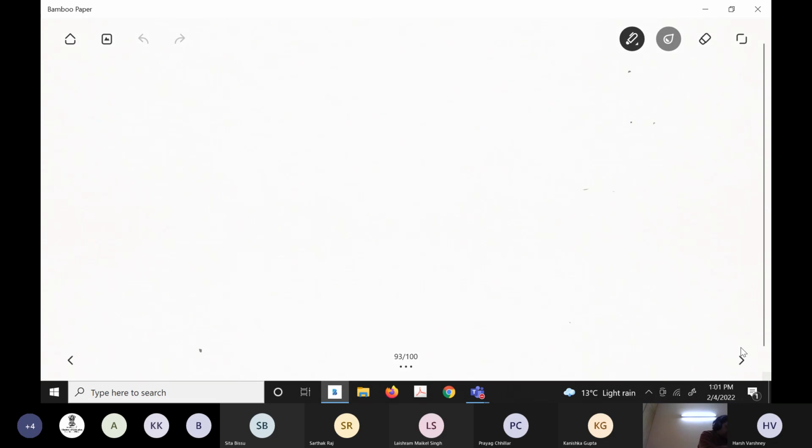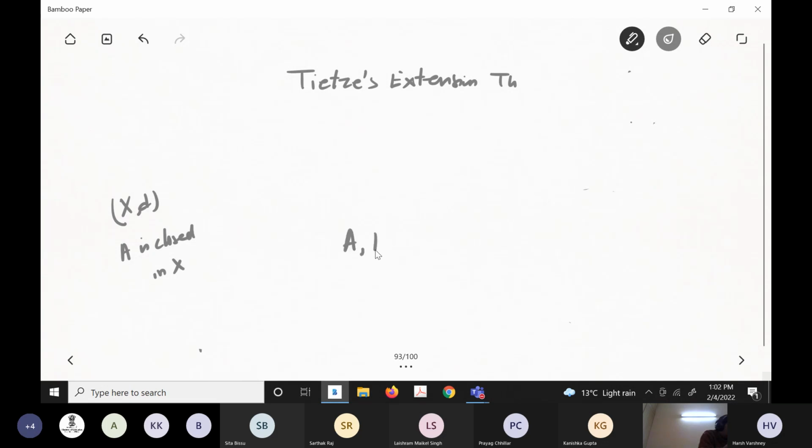Look here. I was talking about Tietze's extension theorem. Now suppose I have a metric space (X, d), a special case. Suppose A is closed in X. I'm leaving the question to you. Think about it. You can search the literature on that. But look what I'm saying. Suppose f on A is a bounded function. Since these are metric spaces, I am not only giving you continuity, I am giving you uniform continuity.